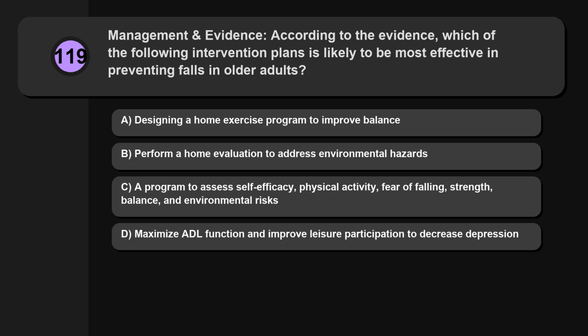Question 119. Management and evidence. According to the evidence, which of the following intervention plans is likely to be most effective in preventing falls in older adults? Option A. Designing a home exercise program to improve balance. Option B. Perform a home evaluation to address environmental hazards. Option C. A program to assess self-efficacy, physical activity, fear of falling, strength, balance, and environmental risks. Option D. Maximize ADL function and improve leisure participation to decrease depression. The correct answer is option C.